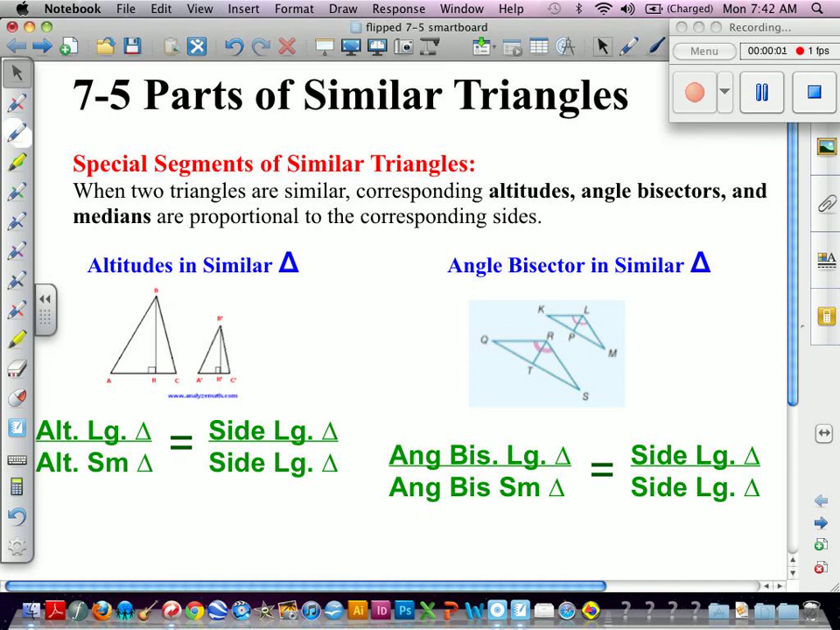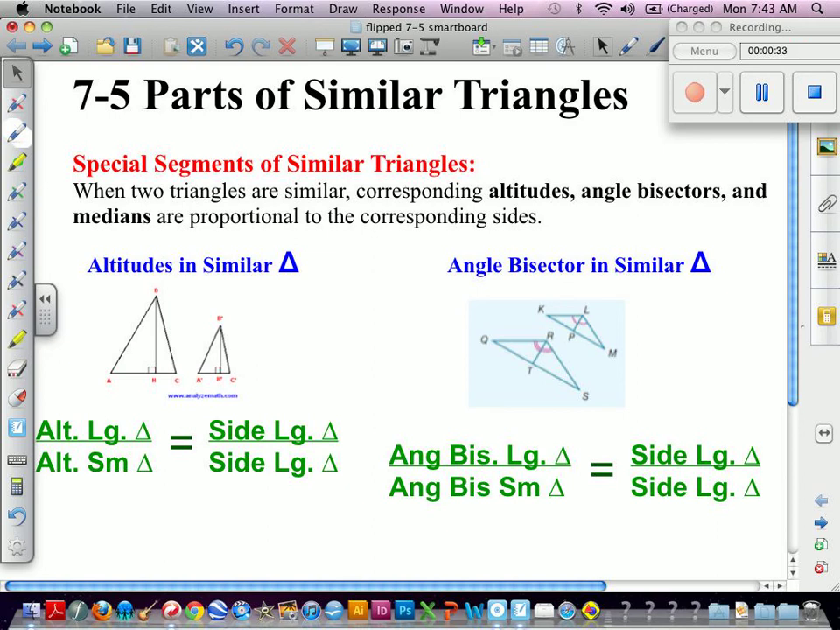Hello, geometry students. Yesterday during class, you looked at similar triangles and you looked at the ratios of the altitudes, and then the angle bisectors, the medians, and then you also looked at a triangle bisector. When you have triangles that are similar, the corresponding angles, the angle bisectors, and the medians are proportional to the corresponding sides. Please pause the video and write down the relationships that we discovered yesterday during class.